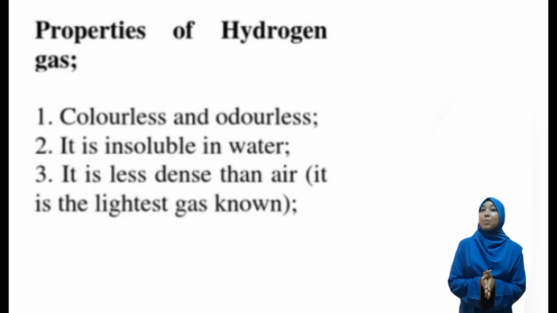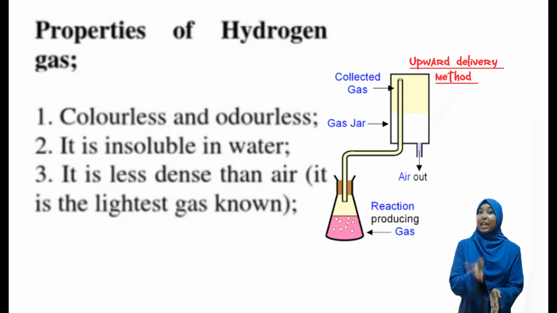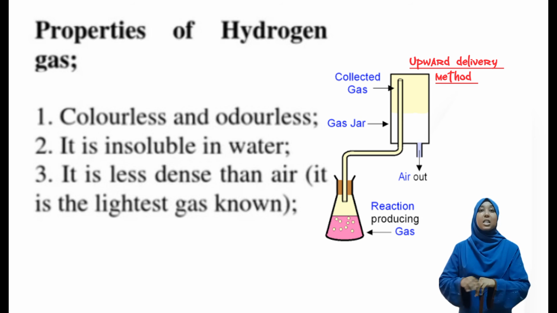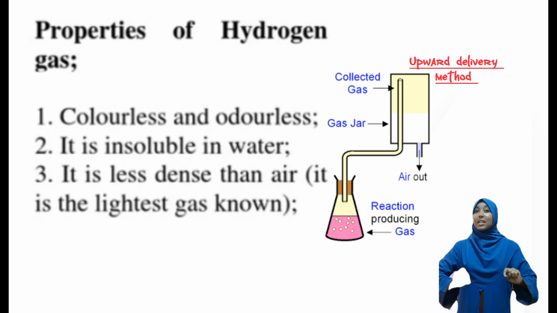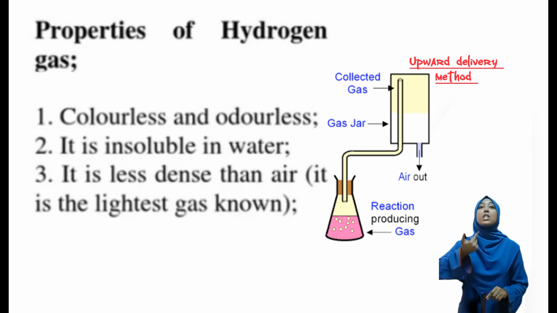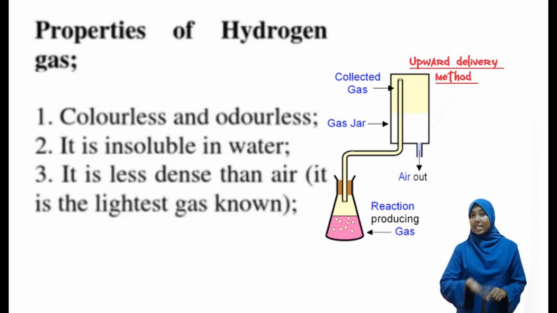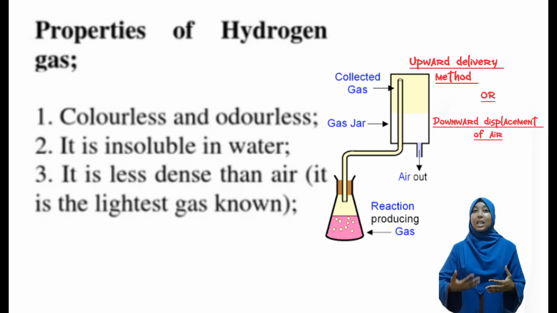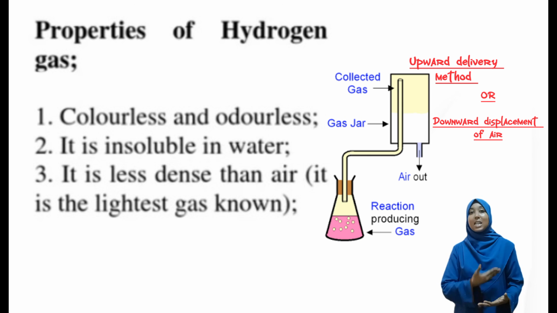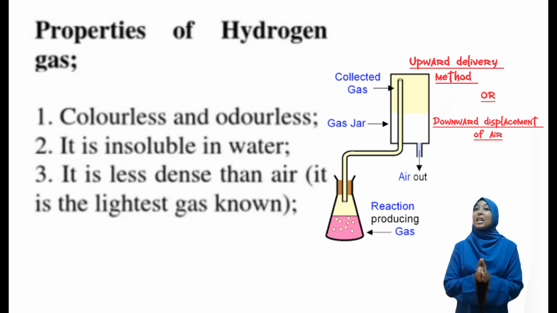Now another method that can be used for collection of hydrogen gas is upward delivery. So upward delivery is as such. It's used for collection of gases that are less dense than air, such as hydrogen. So essentially what happens is that the hydrogen gas, being lighter than air, moves to the upper part of the jar. It displaces the air downwards. So another name for this method is downward displacement of air, because you're essentially causing the air to move downwards, moving it out of the jar. And those, ladies and gentlemen, are the properties of hydrogen gas.